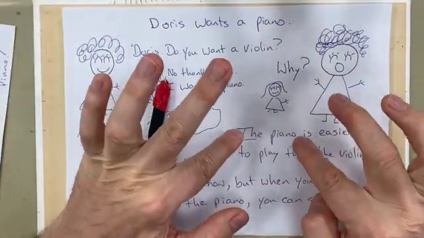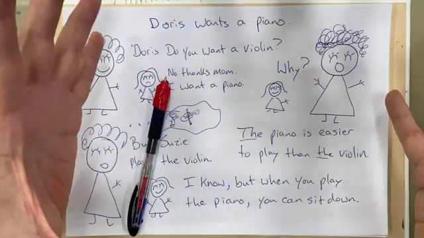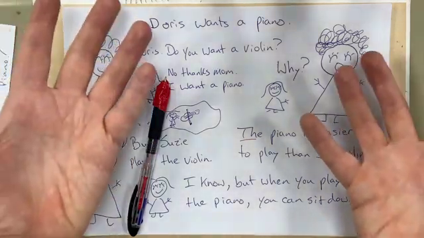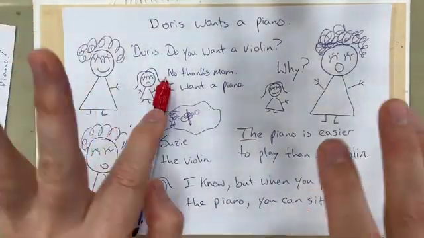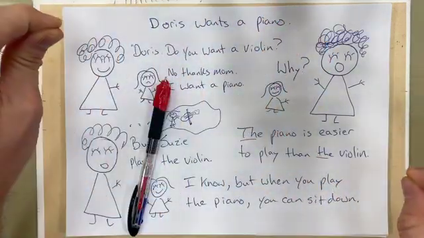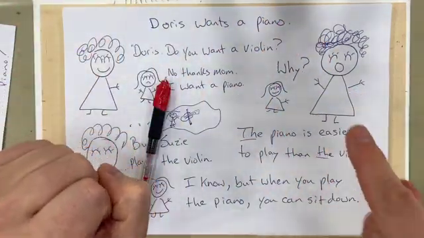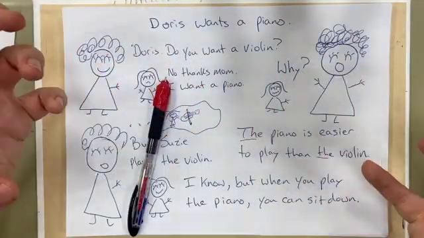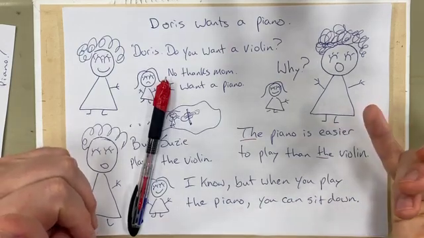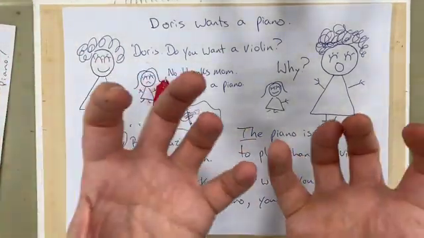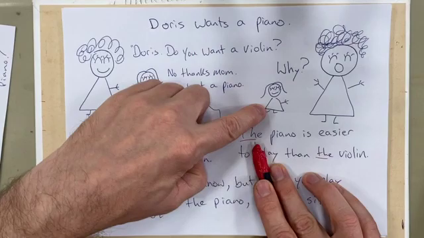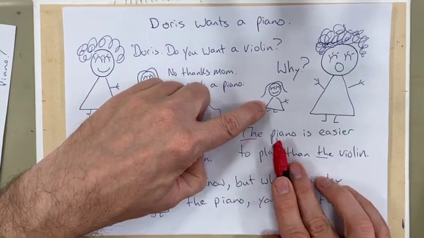So we can say the piano, meaning in general, is big. The piano is heavy. The piano has keys. Okay? The violin has strings. It doesn't mean that violin has strings. It means this is how a violin is constructed. It's just like saying the car has wheels. It's the concept of how a car is constructed. So, Doris is talking about how pianos are.